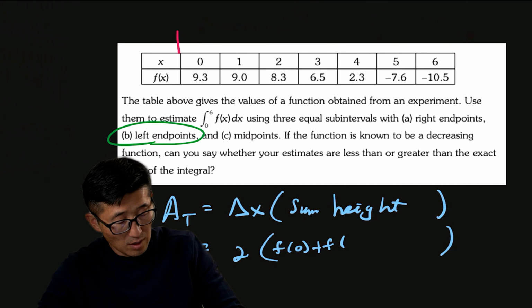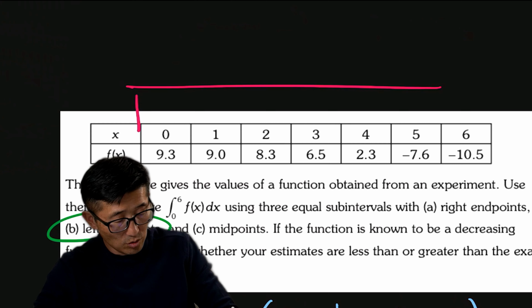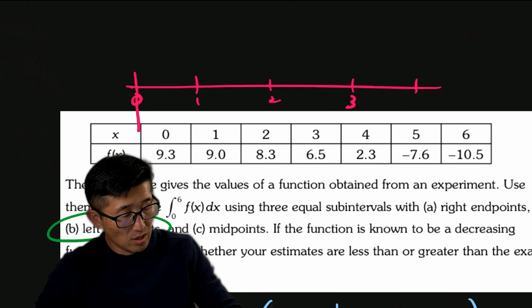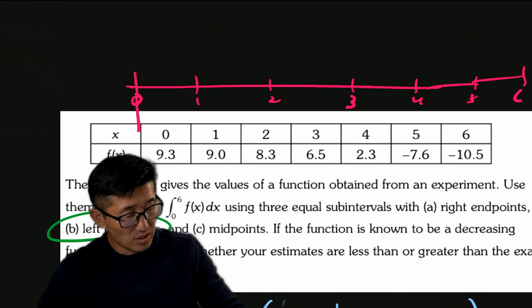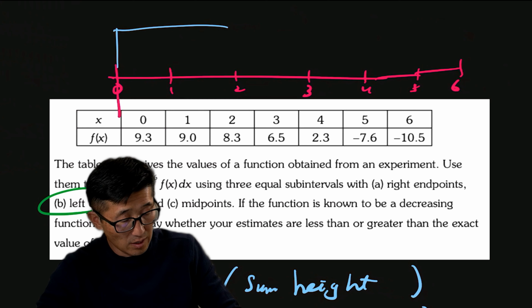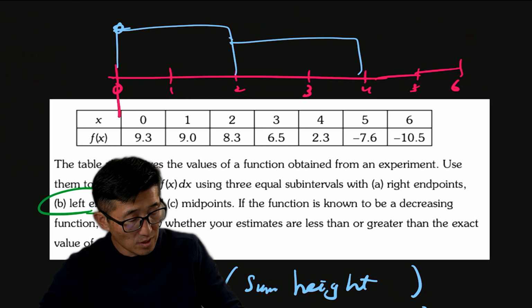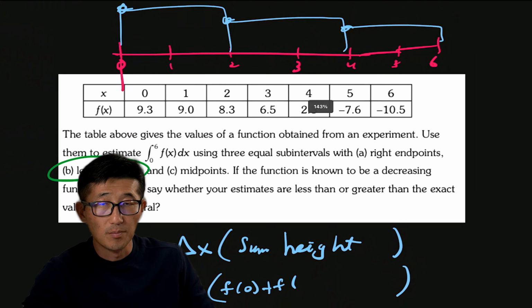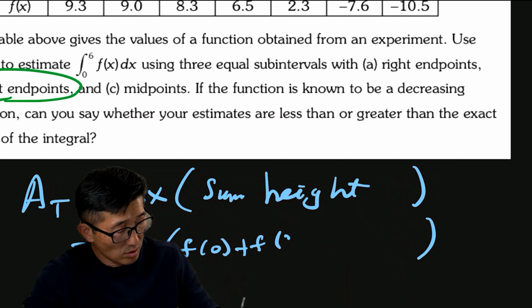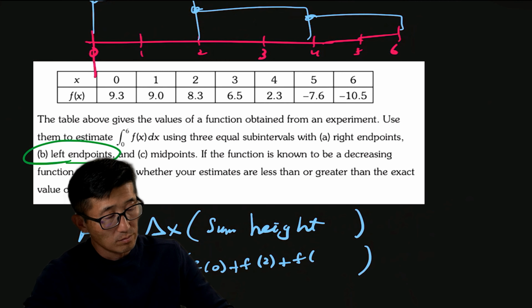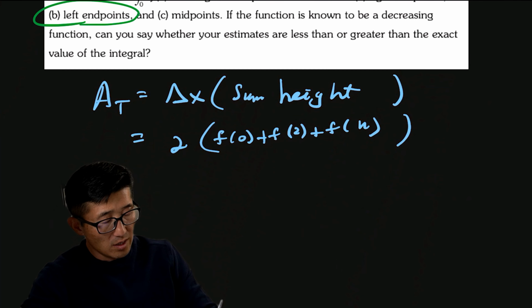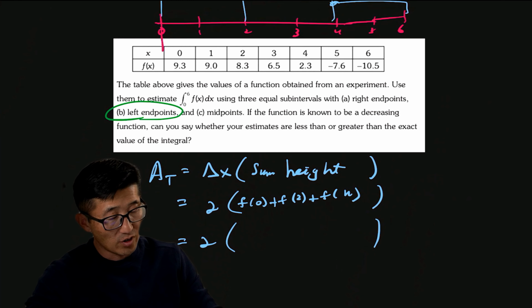So this would be 0, 1, 2, 3, 4, 5, 6. So it'll be like this, this, this. So at x equals 2, it'll be f at 2, and then f at what? F at 4. All right, and then you'll just figure out the y value.